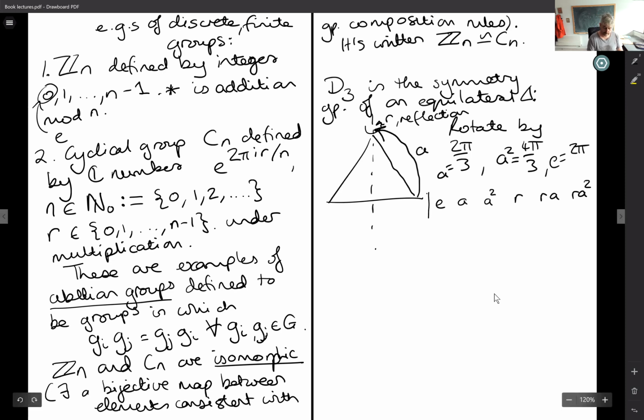So what I can do is I can draw up a table of what happens if you compose one of the elements with another. I'm not going to do the whole thing. You can look in the book if you want to see, or look it up if you want to see the whole thing. So I can tell you immediately what the first line is, because this identity element e doesn't change anything.